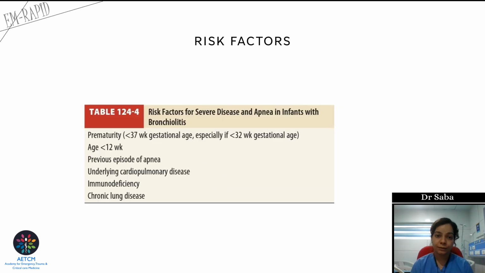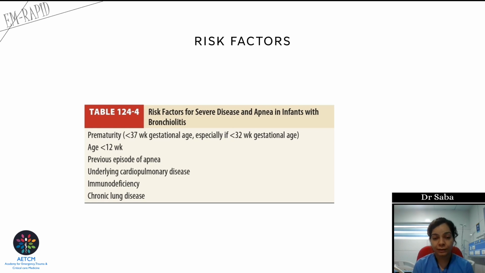Now, when we talk about the risk factors of bronchiolitis, it is prematurity. That is, if the child is born at less than 37 weeks of gestational age, or if the child is less than 12 weeks of age, or has any previous episodes of apnea, or any underlying cardiopulmonary disease, immunodeficiency, or chronic lung disease. All of these are risk factors for bronchiolitis.